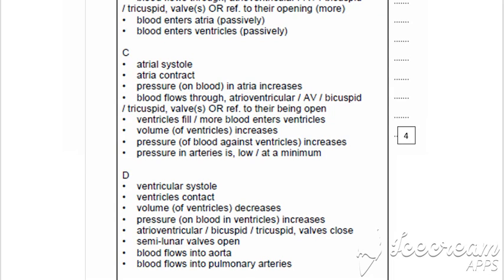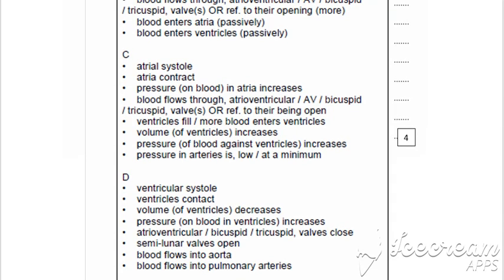And then D, we've got ventricular systole. The ventricles are contracting, the volumes of the ventricles are decreasing, the pressure is going to increase, and the AV valve or the atrioventricular valve closes and the semilunar valve opens, so blood goes into the aorta and into the pulmonary artery. So you need four of those points to get 4 marks.